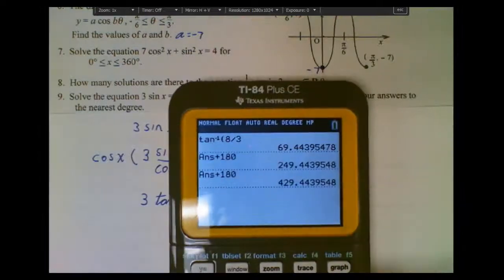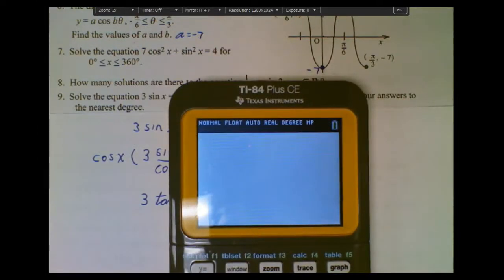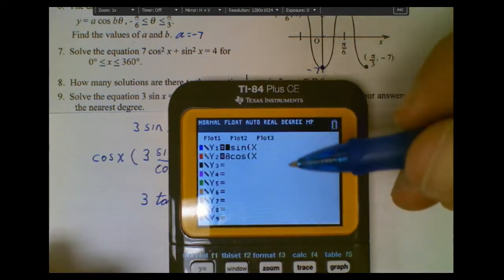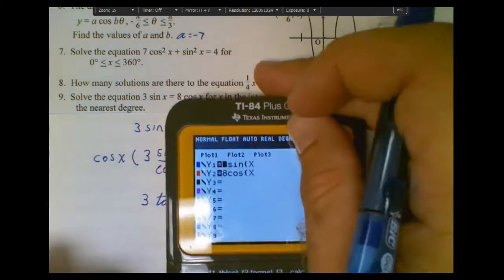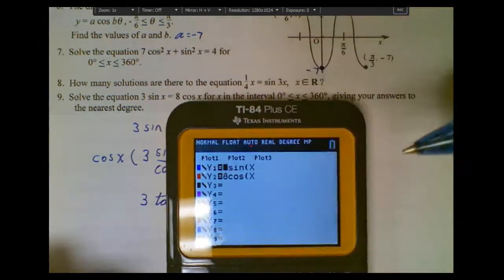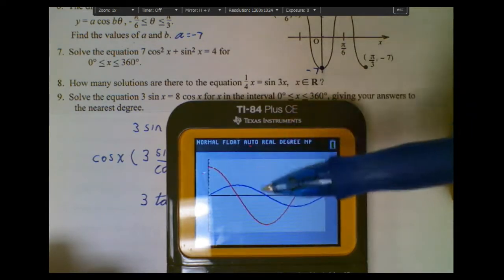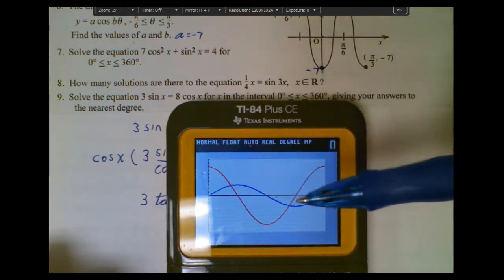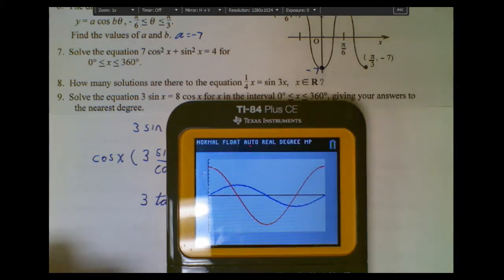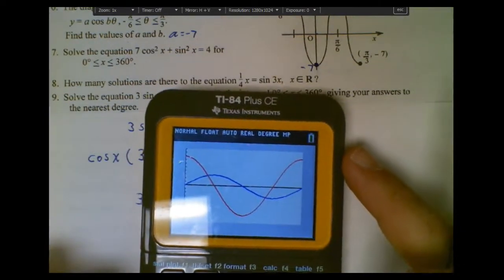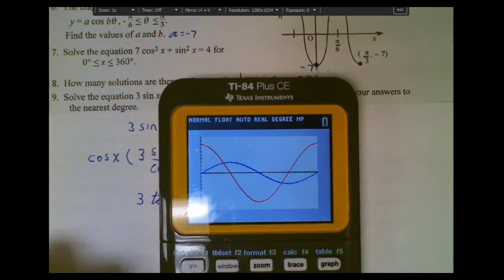Just a quick idea, if you're watching this, another way to solve an equation like this would be to simply graph. So if I graph the two functions, the 3 sine x and the 8 cosine x, the two from the original equation right there, if I just graph them, take a look at the graphs, you can see there are two solutions. There are 2 points of intersection, one right there and one right there. Those are the two solutions that we came up with for 69 and 249. So those are the only two solutions within the domain that worked.